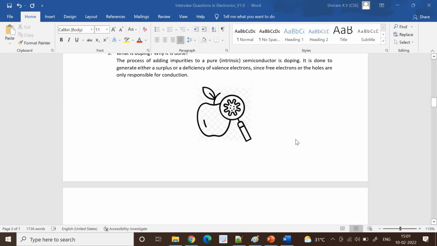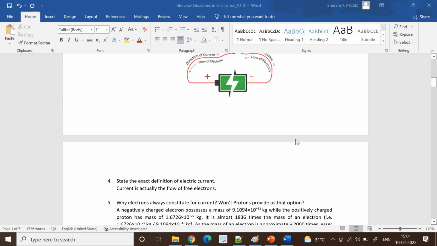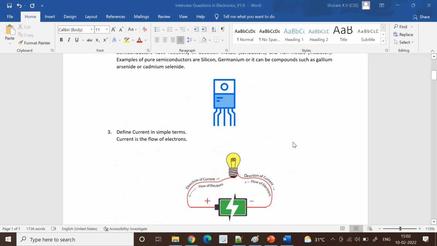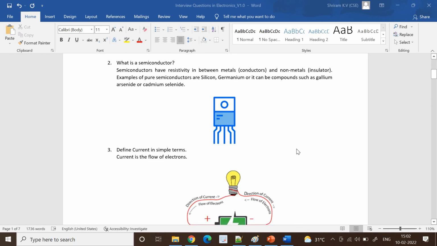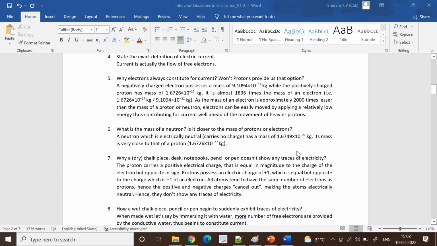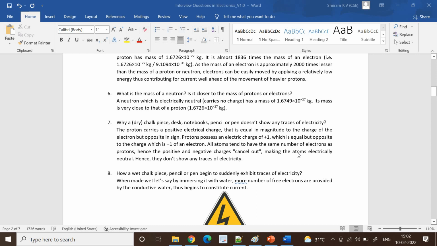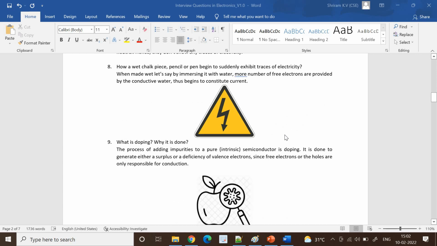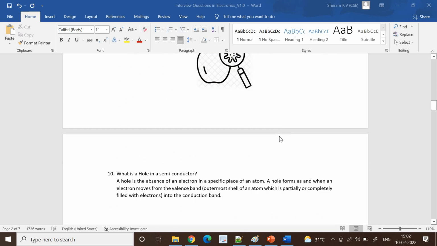So we covered 10 questions today. I hope all these 10 questions were very interesting and you liked it as well. We started with the simplest question where differentiation happened between electrical and electronic engineering and semiconductors, and we defined current precisely, why electrons always constitute current, and then we went to the neutron, and we took a piece of chalk when it was dry and wet, and we also discussed doping, and finally we ended with what is a hole in the semiconductor.